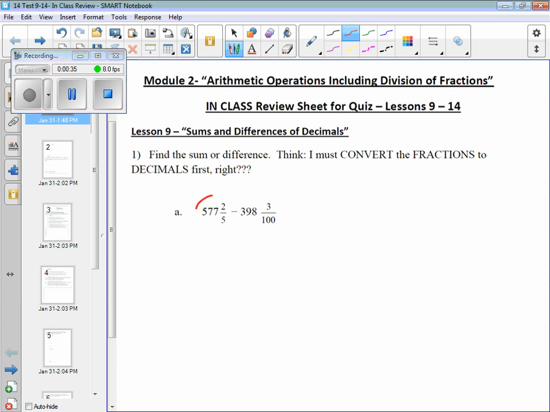Starting with these two fractions, we have to convert them to decimals first. At least that's what Common Core wants us to do. And what I was seeing a lot today was students doing something like this, taking 577 and making this 0.2 because they're seeing a 2 here, and then doing 398.3 because they're seeing a 3 here, and we really cannot do that.